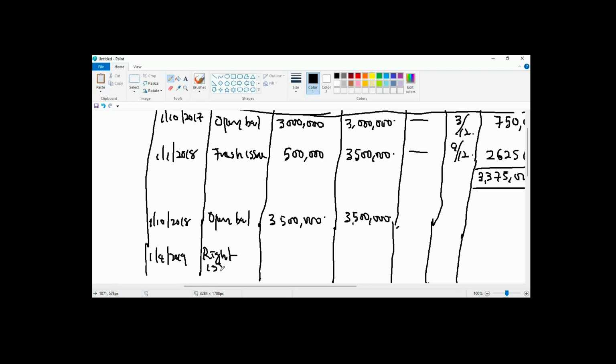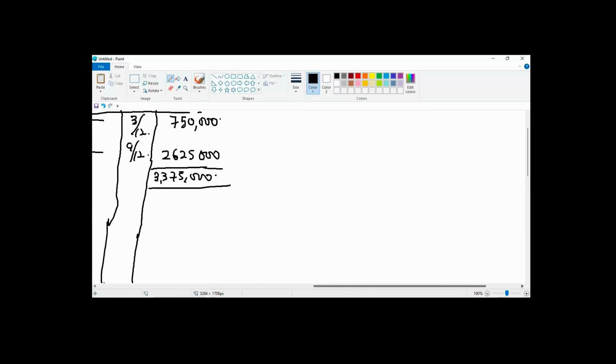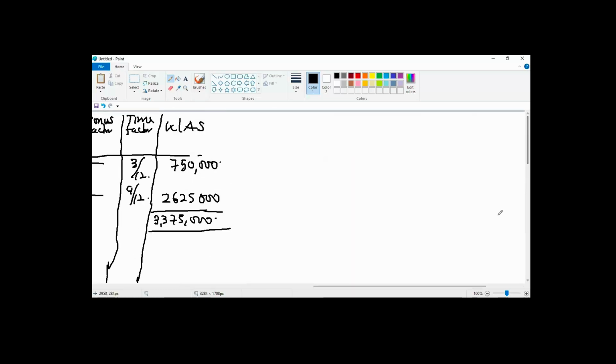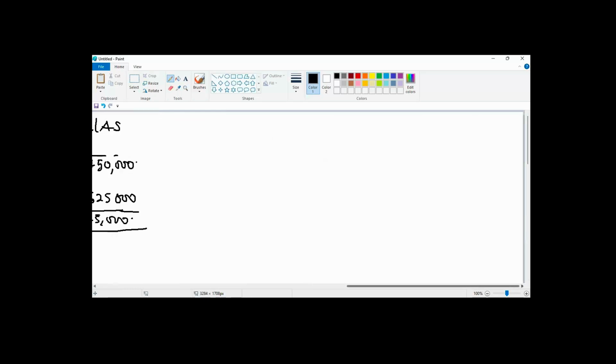October, November, December, January, February, March, 6 months. The condition for the rights issue is 2 for 10. So I will do the 2 for 10. 2 over 10 times 3.5 gives 700,000.